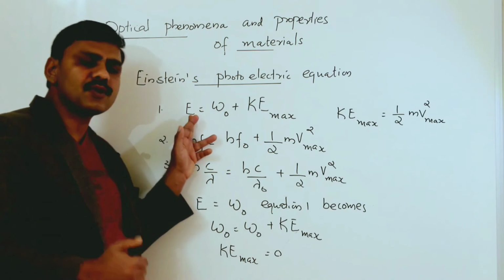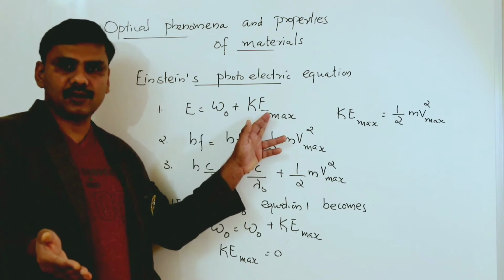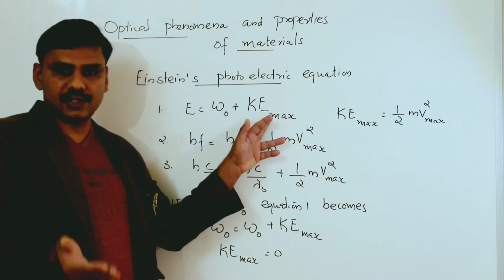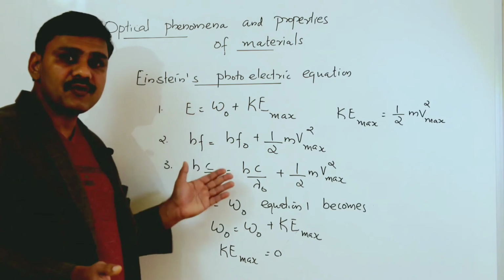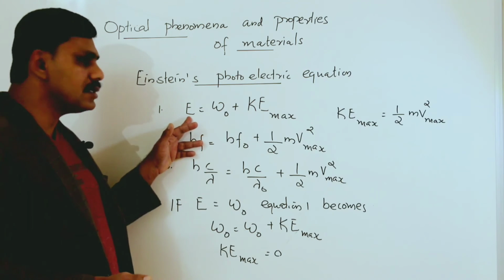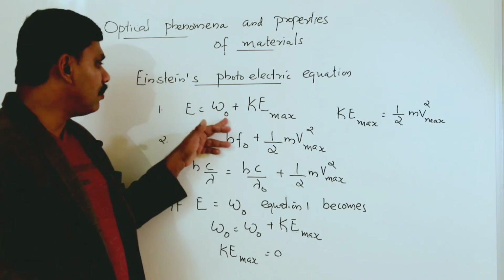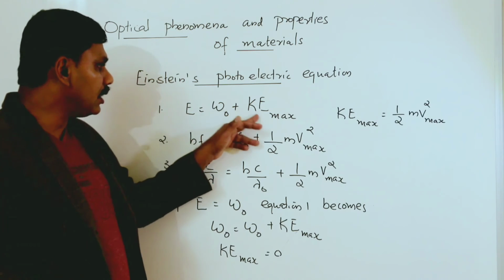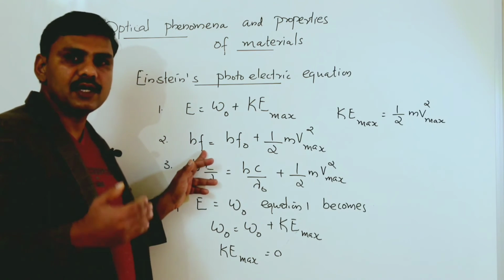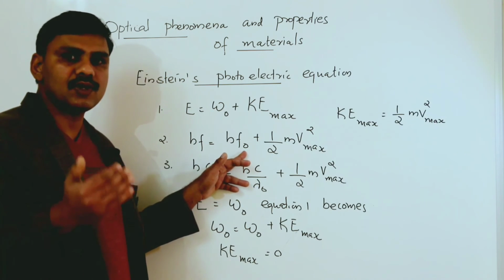If the energy falling is only the work function, what will happen? There will not be any movement of electrons. There will be only ejection of electrons, and the kinetic energy becomes 0. So these are the different forms of Einstein photoelectric equation. Here the different symbols are E, that is the energy falling on the metal surface. W0 is the work function, kinetic energy maximum. h is the Planck's constant, f is the frequency of radiation falling on the metal surface, f0 is the threshold frequency. Threshold frequency is what?